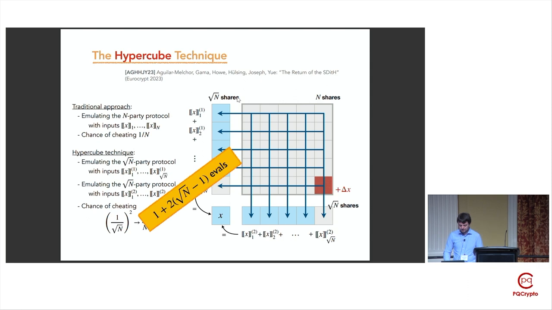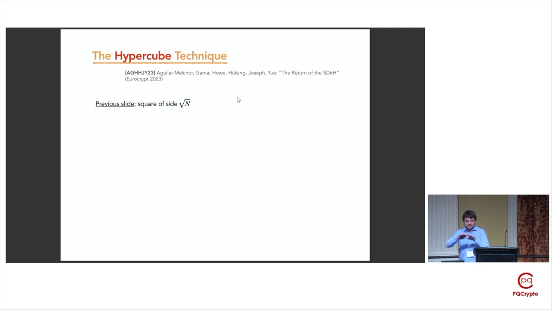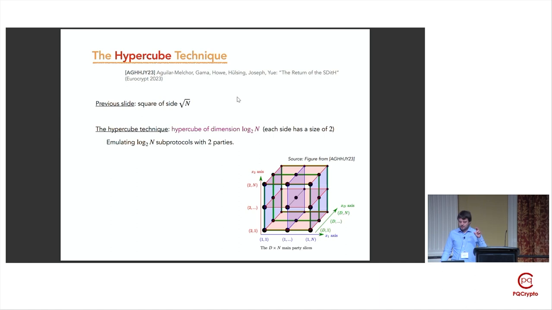In this technique, I said we organize all the sharings in a square where each side is square root of N. But we are not limited to a square. We can do it in a cube or a hypercube of any dimension we want. The optimal is a hypercube of dimension log N. It means that the side of one edge is only 2. So in practice, it means that we will emulate log N sub-protocols with only 2 parties.